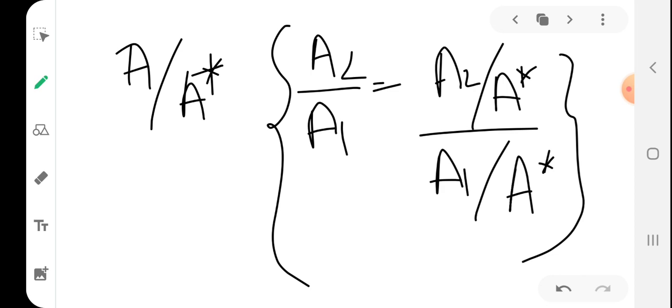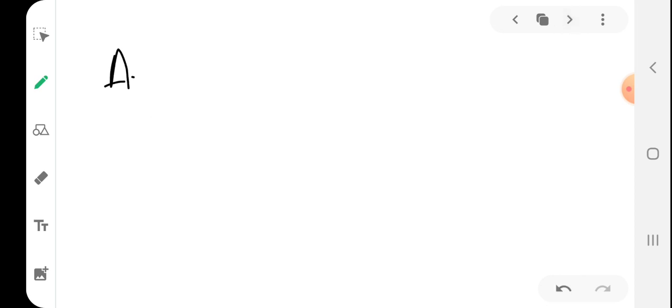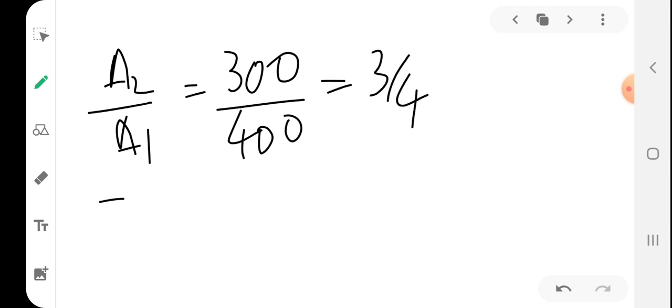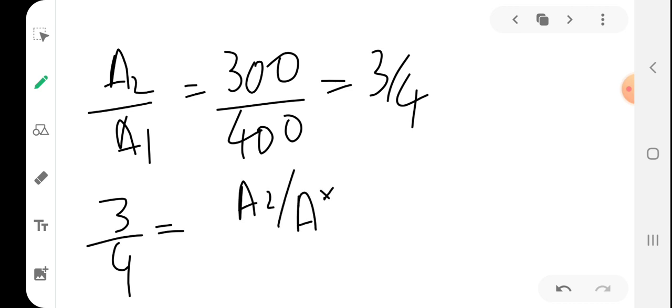Understood? Now, what is A2 by A star? Here A2 by A1 is nothing but 300 by 400, so that is equal to 3 by 4. So 3 by 4 is equal to (A2 by A star) by (A1 by A star).